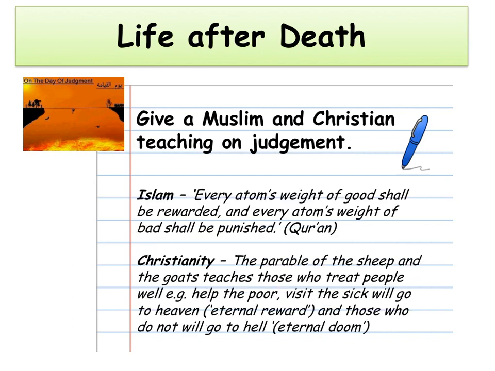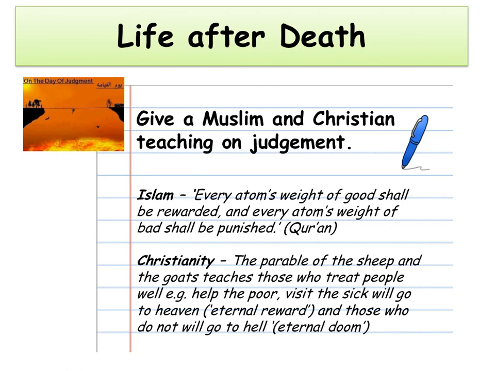Here's what you could have had. In Islam, in the Quran, it says, "Every atom's weight of good shall be rewarded, and every atom's weight of bad shall be punished." It gives us the idea that every single tiny little good thing that you do will be rewarded, whereas every single tiny little bad thing that you do will be punished. That God is absolutely aware of all of your deeds throughout your life, and you'll be judged absolutely accurately according to them.